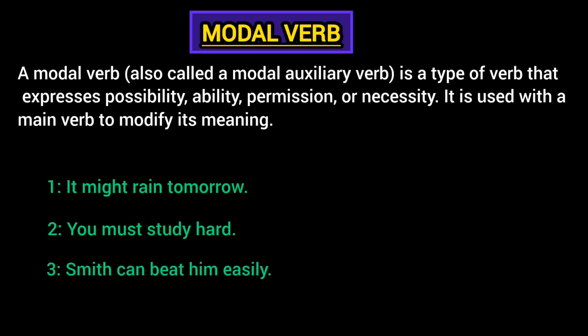Smith can beat him easily. Look at this example. The word can is a modal verb, and it is also used with the main verb, that is beat. On the other hand, it shows the ability of him, that he is able to beat his opponent easily. As you understood the modal verb, let's learn the semi-modal verb.